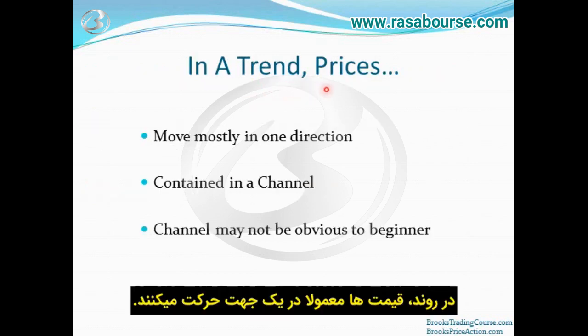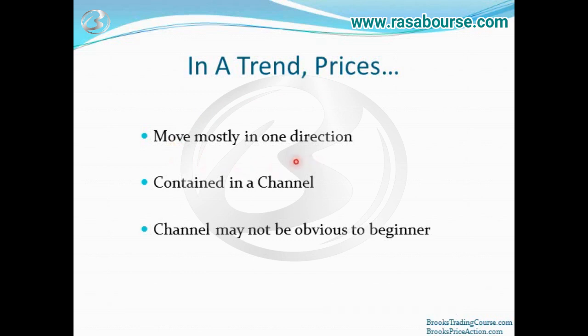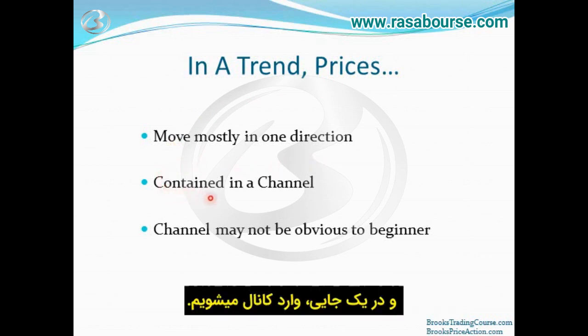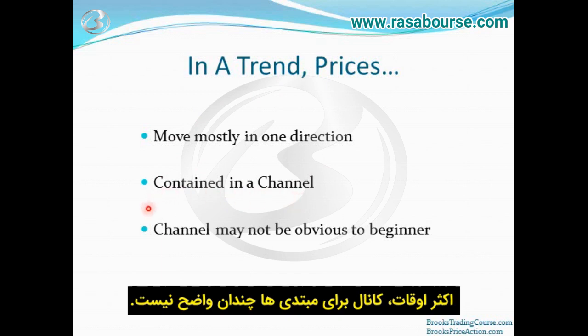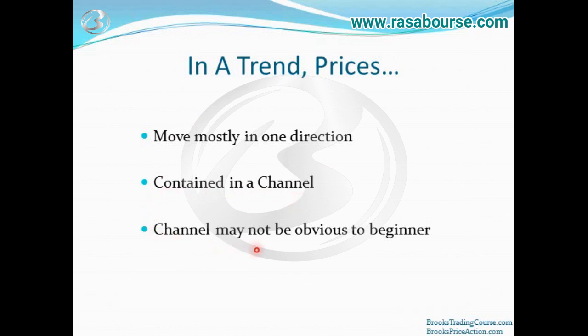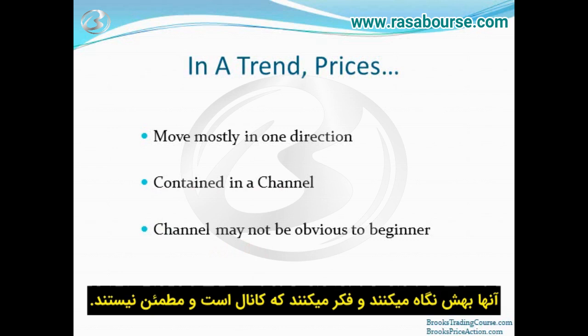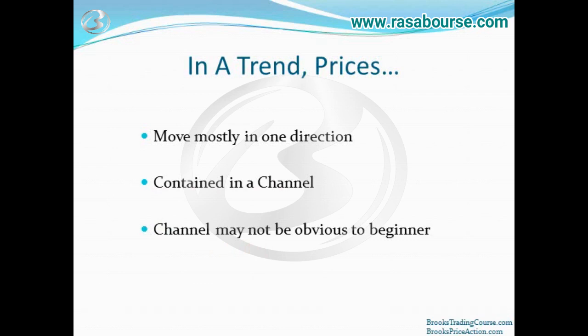In a trend, prices move mostly in one direction. At some point, the breakout phase transitions into a channel phase, and a lot of times the channel may not be all that obvious to a beginner. They'll look at it and they'll see what they think could be a channel, and they'll deny that it can possibly be a channel. But it probably is a channel.